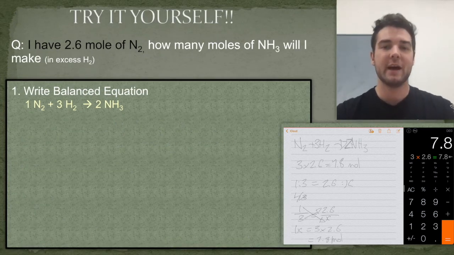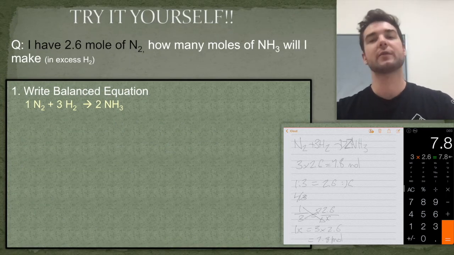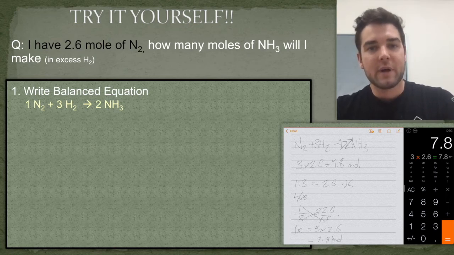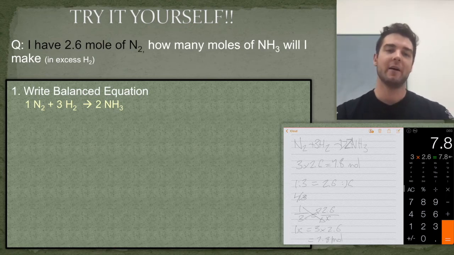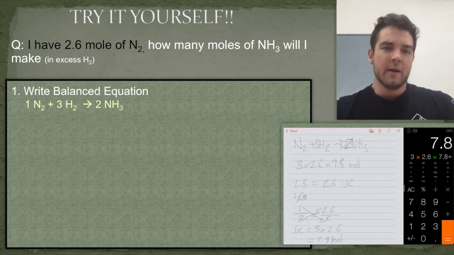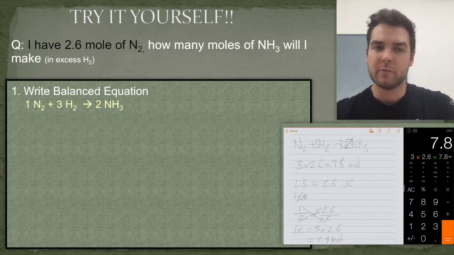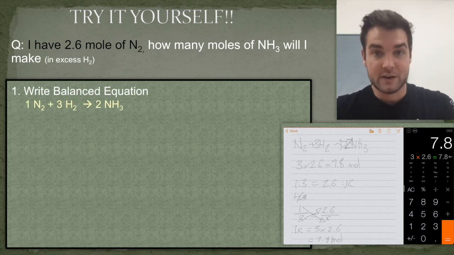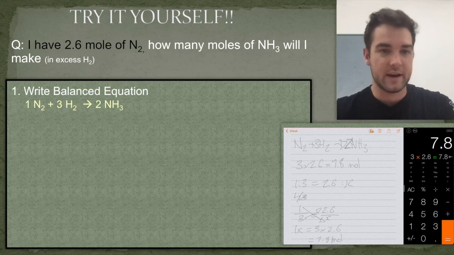Let's do another question now. I'd like you to try this question by yourself. I'm not going to go through this on the iPad, but I'd like you to give it a go. I've put the balanced equation up as before. We already had that. This question is, I have 2.6 moles of nitrogen gas. How many moles of NH3 will I make if I've got excess H2? So if I've got more than enough H2.